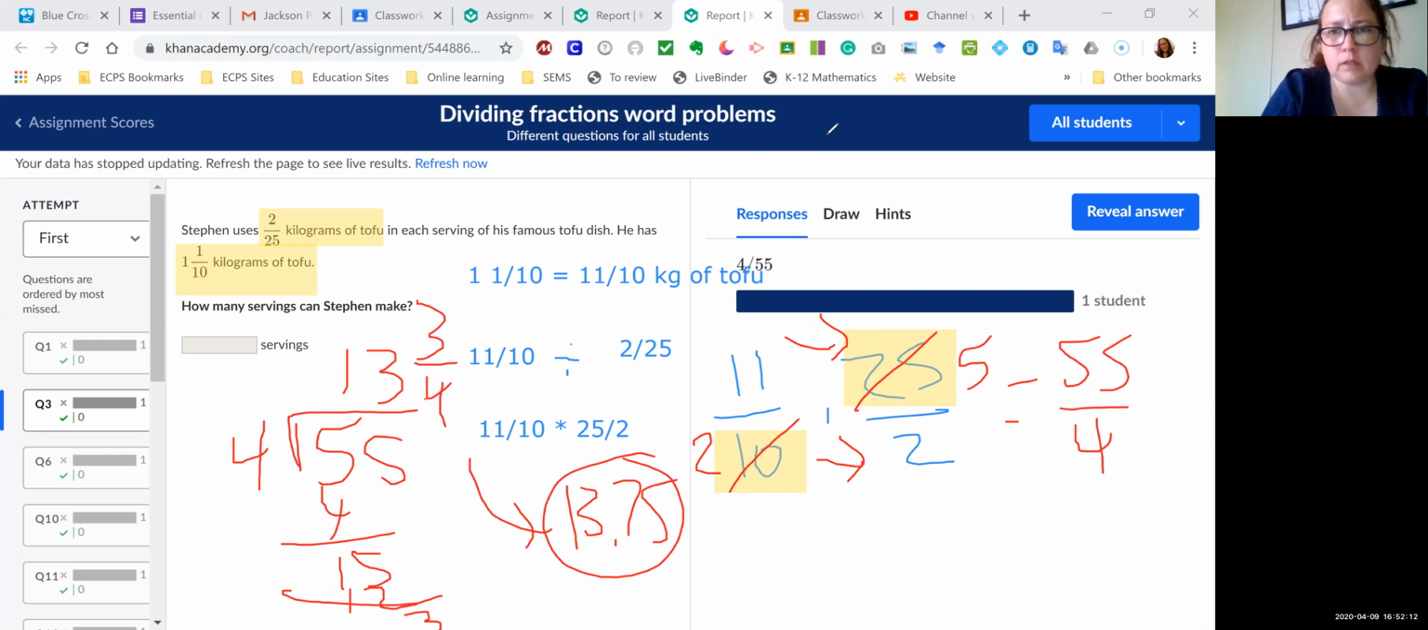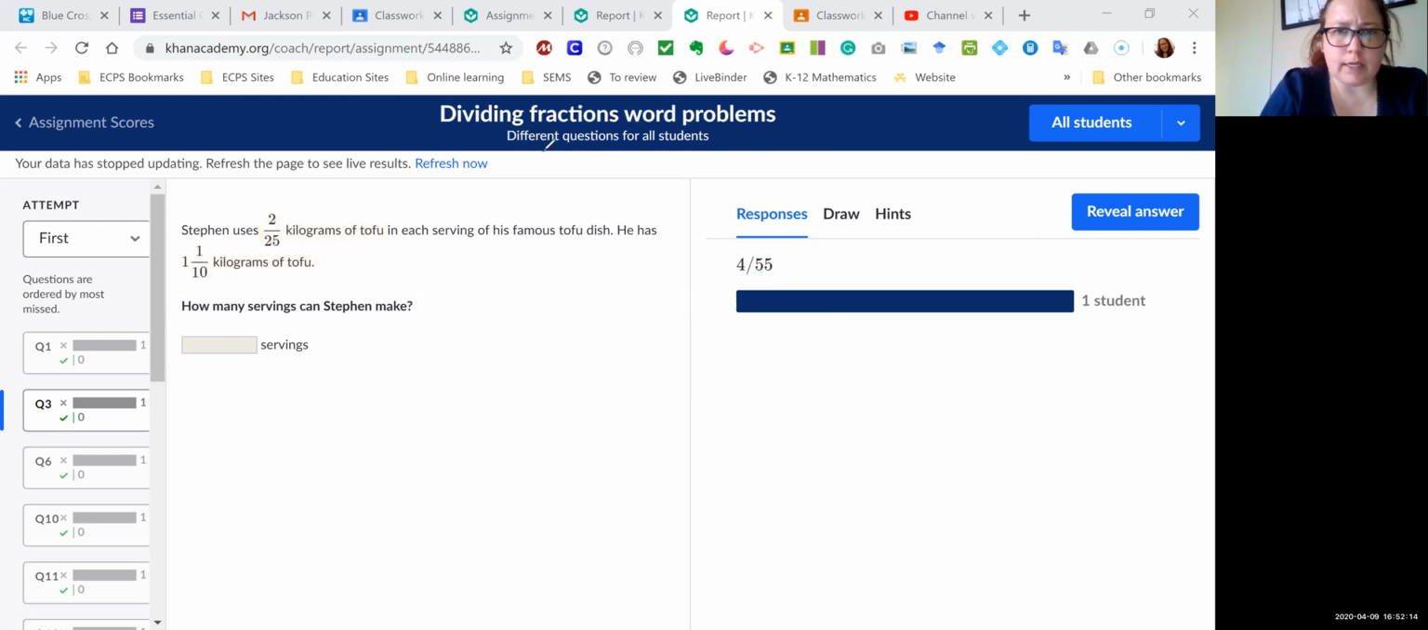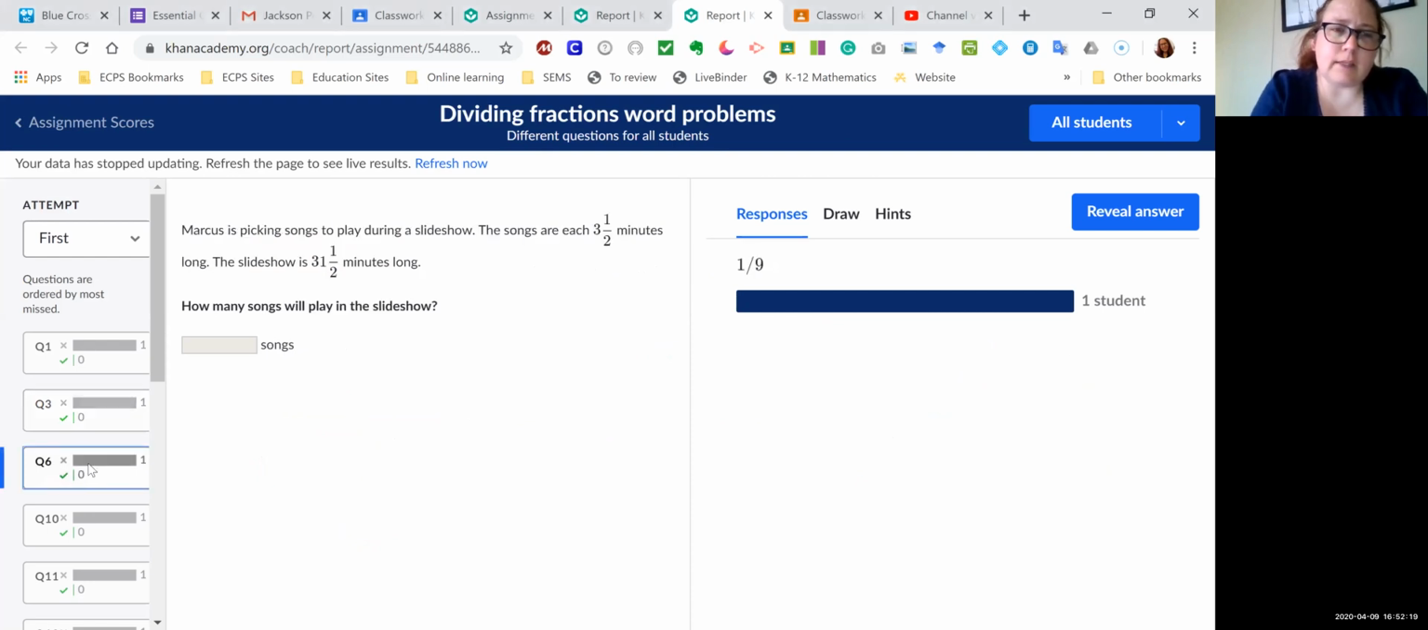All right. So let's look at the next one. This one says, Marcus is picking songs to play during a slideshow. The songs are 3.5 minutes long. And the slideshow is 31.5 minutes long. And so what we're trying to figure out here is how many songs are going to fit in that slideshow.